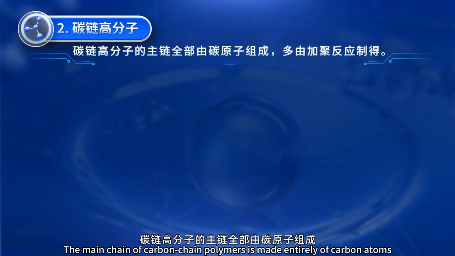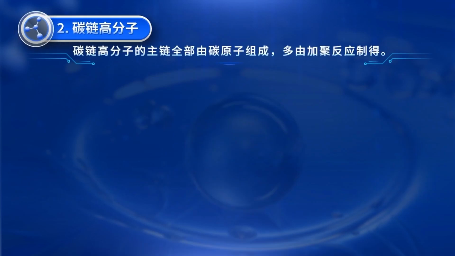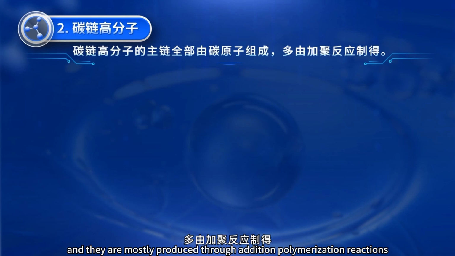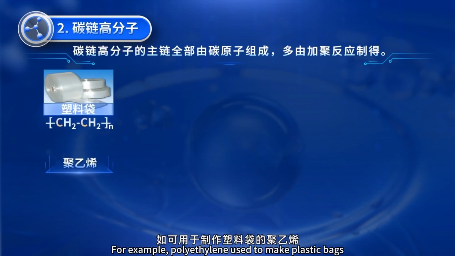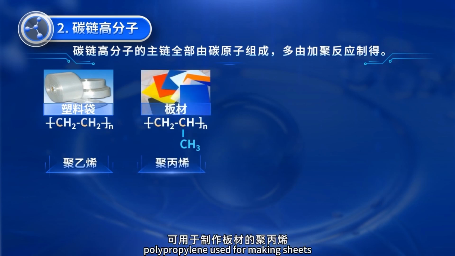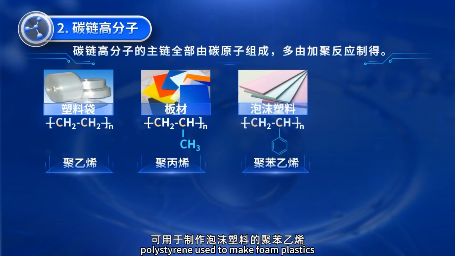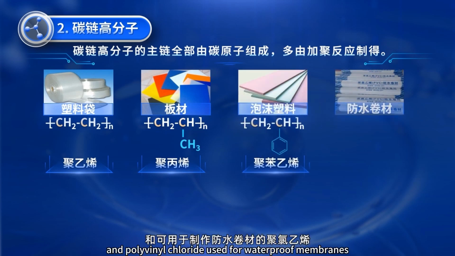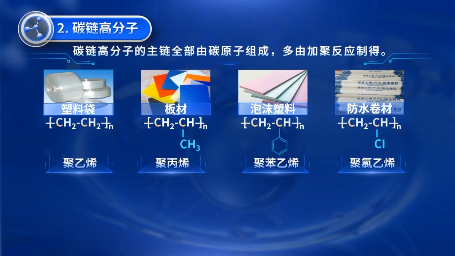The main chain of carbon chain polymers is made entirely of carbon atoms, and they are mostly produced through addition polymerization reactions. For example, polyethylene used to make plastic bags, polypropylene used for making sheets, polystyrene used to make foam plastics, and polyvinyl chloride used for waterproof membranes.